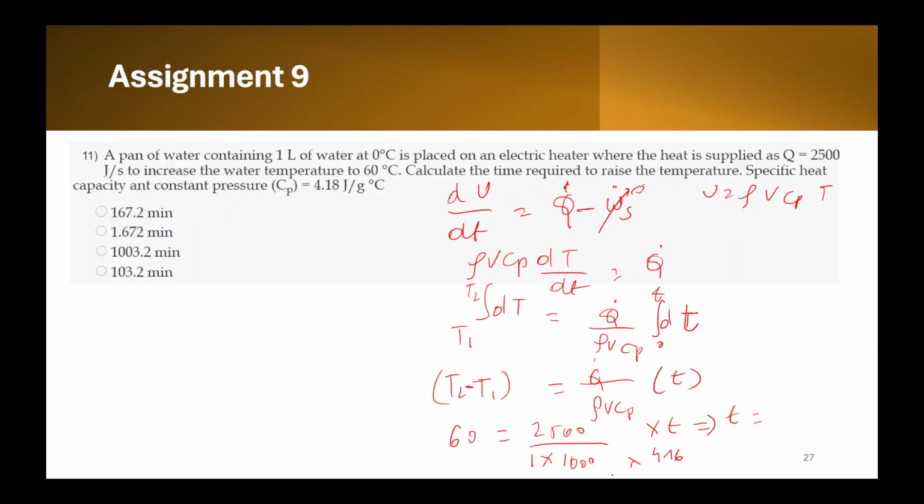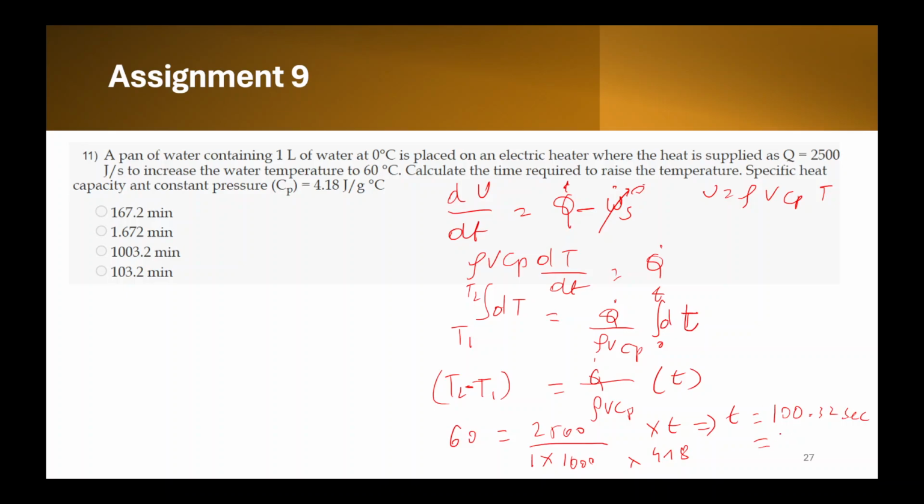1000 into 4.18, not 4.16, and 2500. So the time comes in your 100.32. This is your second. To convert it to minute, you divide it by 60.